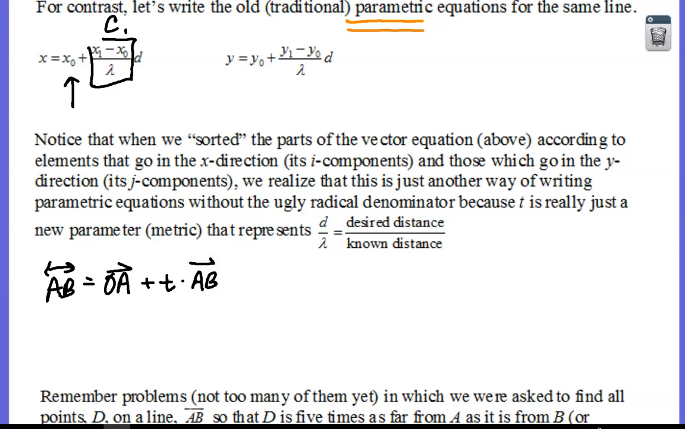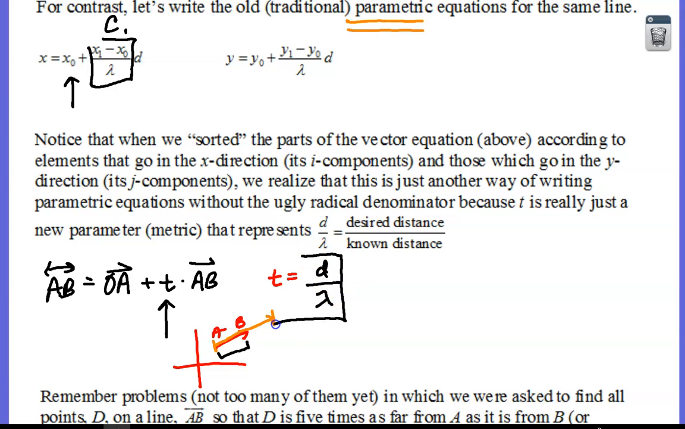But the thing is, this t that you use is not like, if I want to go 5, I don't get to just plug in 5, because remember, this t is giving you how many lengths of AB you go. If this is AB, and I let t equal 2, I don't go a length of 2, I go 2 of those, right? So if we want to go a particular distance, we have to figure out how long this is first, scale it down, and then we can go our desired distance.